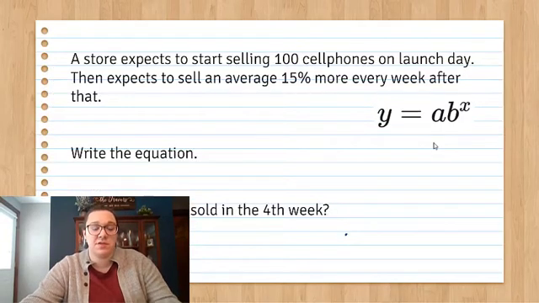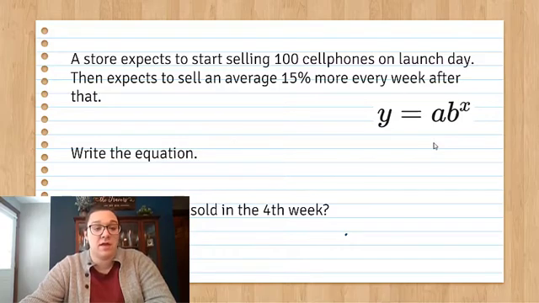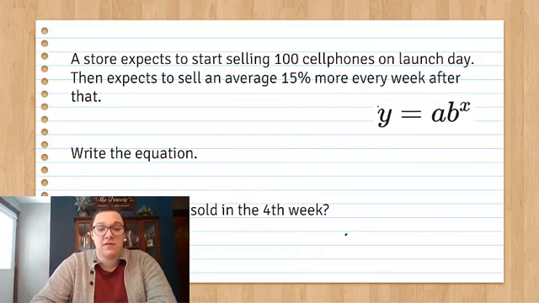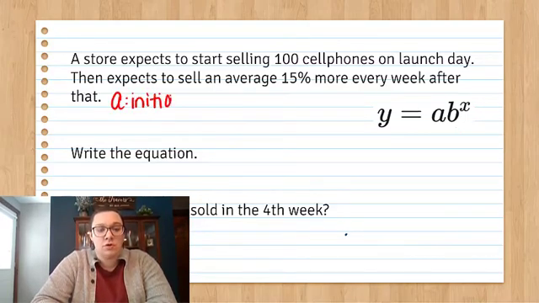Let's jump in. The situation we have first is a store expecting to start selling 100 cell phones on launch day, then expecting to sell an average of 15% more every week after that. Let's get started and remind ourselves of the equation for exponential functions. It's y equals ab to the x, where a is the initial value, or also called the zero value.